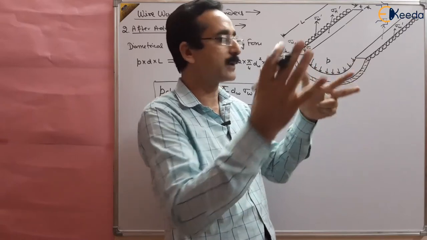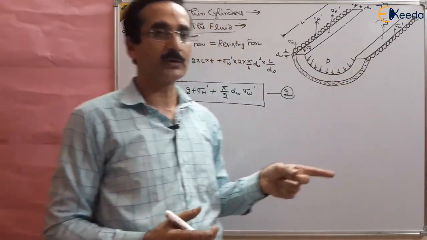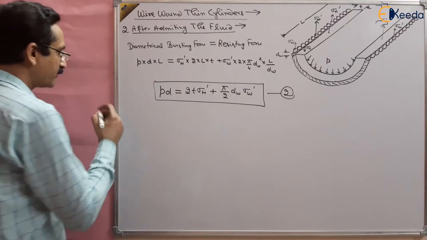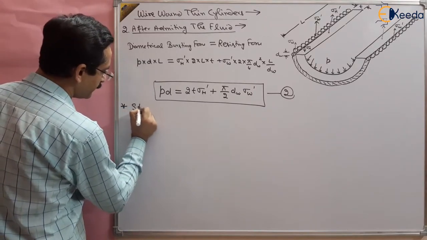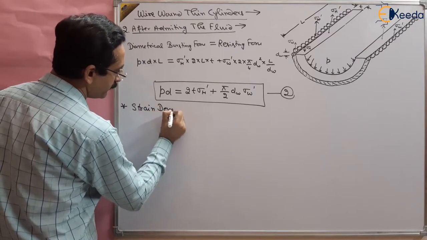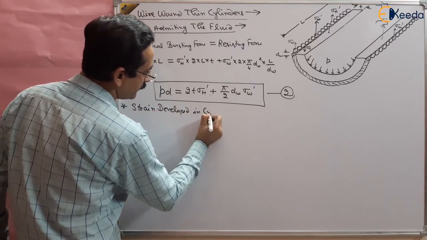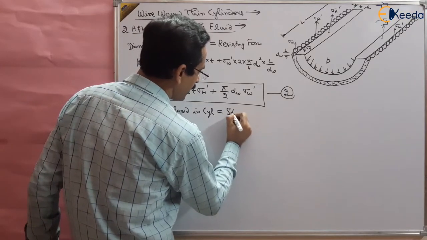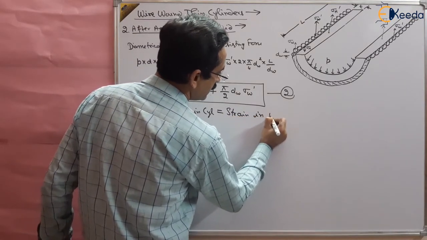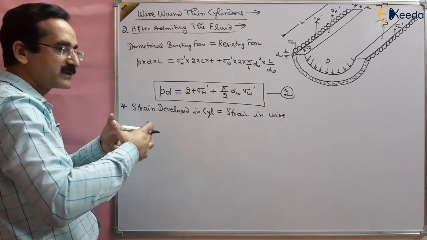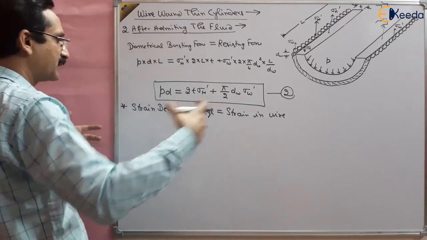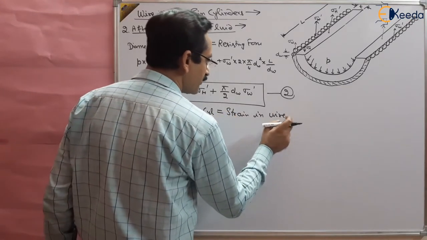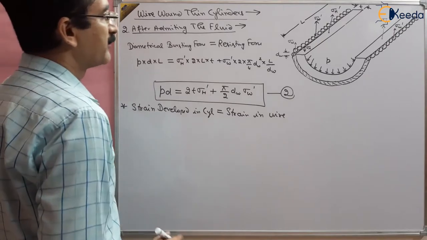Because both are increasing simultaneously, the strain developed in the cylinder should be equal to the strain developed in the wire, right? Because one more equation is required here. So one more equation can be obtained: the strain developed in the cylinder, after admission of the fluid, should be equal to the strain in the wire, because both are increasing in the same dimensions, otherwise they cannot. So the change in length is the same, which means the strain developed in the cylinder should be equal to the strain developed in the wire. So what is the strain developed in the cylinder?